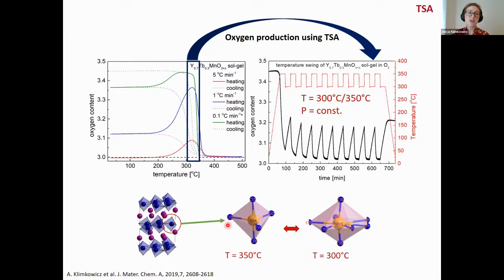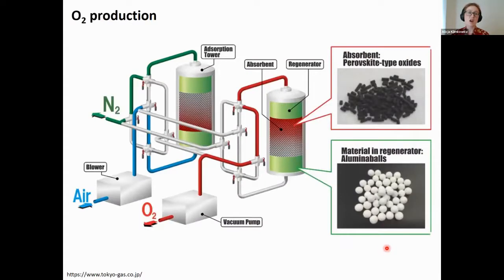So just a quick reminder, this is what is happening in the manganese surrounding. The interstitial oxygen is being introduced in here. So how can we use it? We can actually use it for oxygen production. Here is a picture actually coming from Tokyo Gas. They use it. This is a schematic for pressure swing. So they were changing pressure, but you can do the same by changing temperature. For example, if you have a heater here and you just control the temperature, one of the containers will be at lower temperature, one will be at the higher temperature.